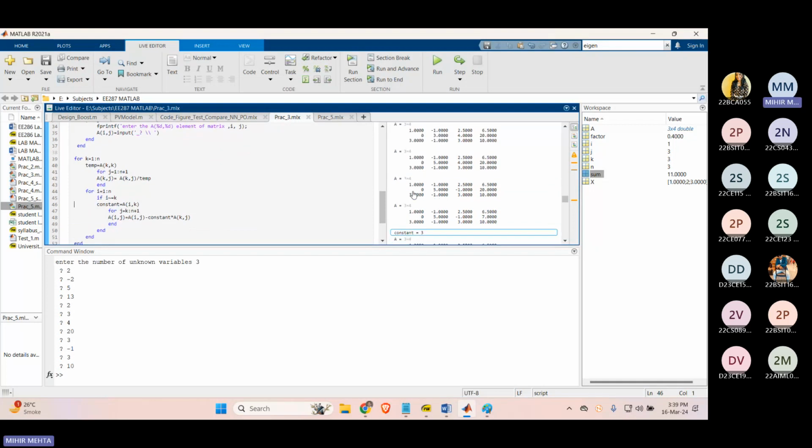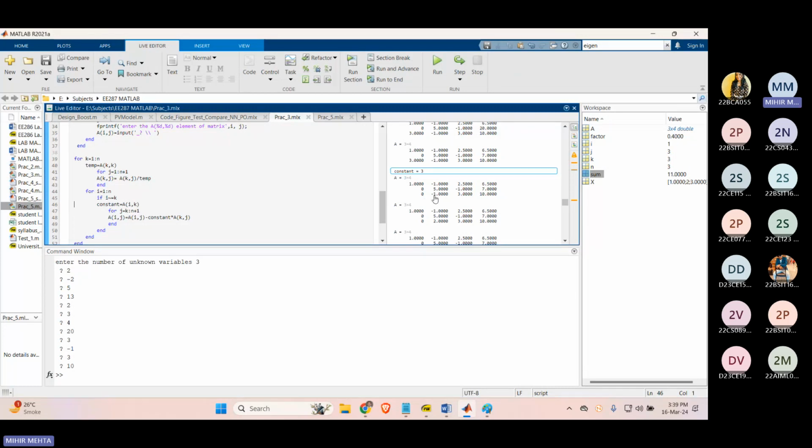Okay. So now the constant value is 3. Now, for j from k, where the k value is still 1, to n plus 1, that is again 4, I need to do aij equal to aij minus constant into akj. So that makes this particular term 0. Then I am incrementing the value of j.